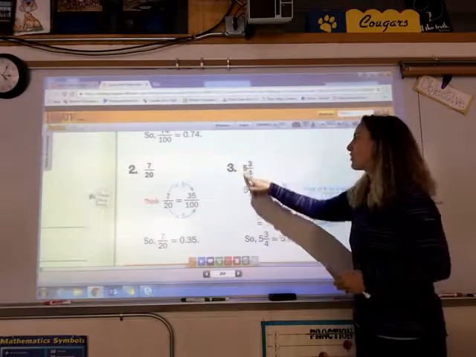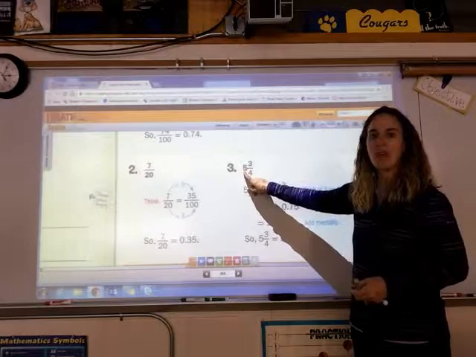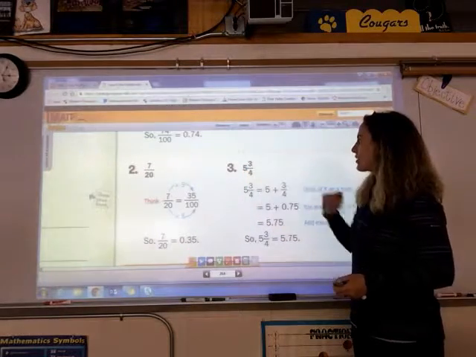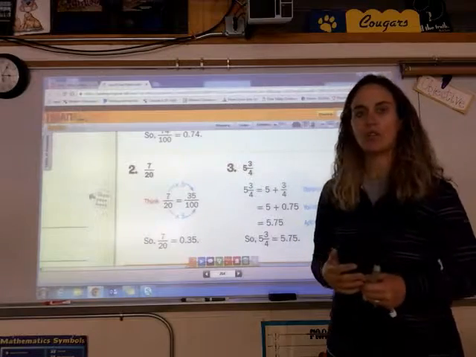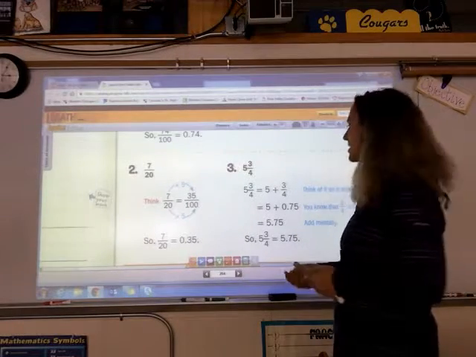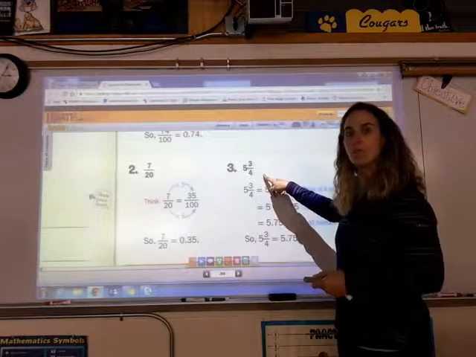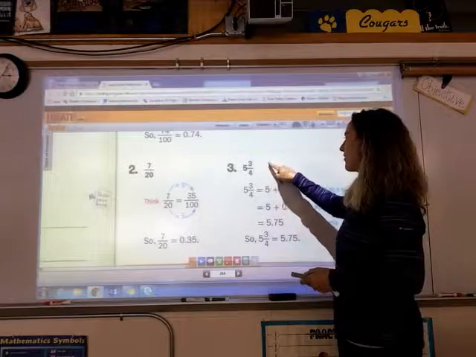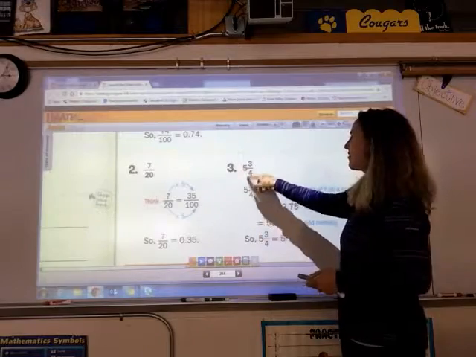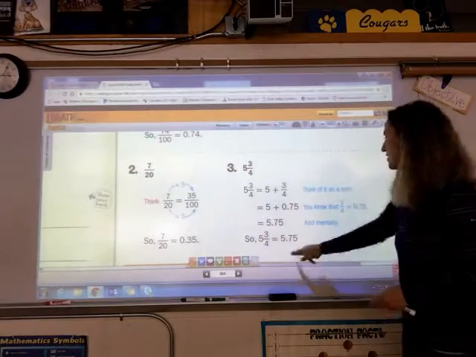5 3/4, you have a whole number piece there, so please do not forget that. And then 3/4, you could think of 3/4 as the value of 75 cents. Or I could think to myself 4 times 25 would be 100, and then 3 times 25 would be 75. So I'd have 5.75, and you can see that there.